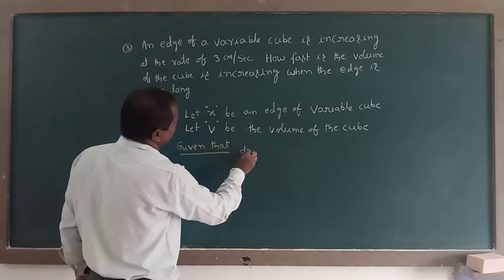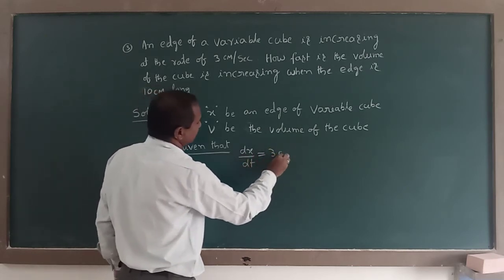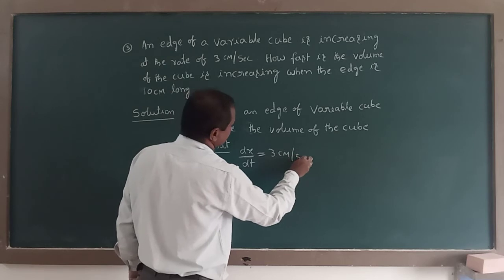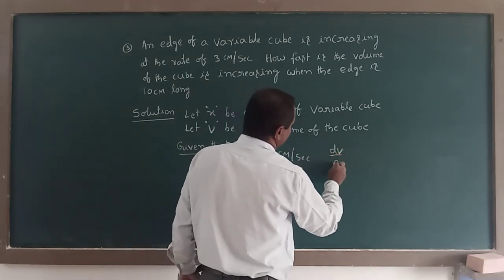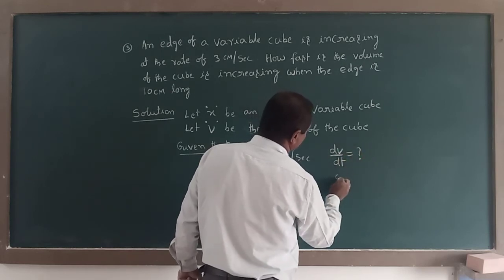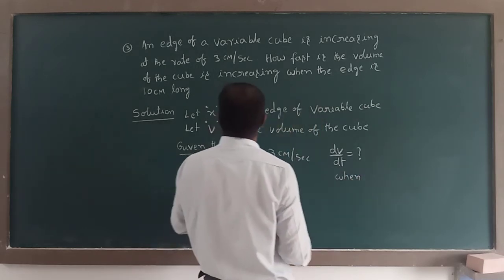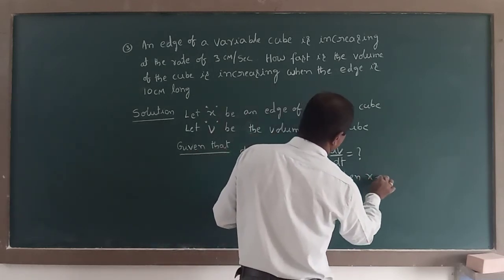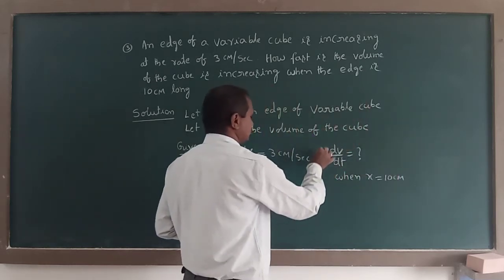dx by dt is equal to 3 centimeter per second. But they are asking, what about dV by dt? dV by dt is how much when x is equal to 10 centimeters? About it they are asking here.